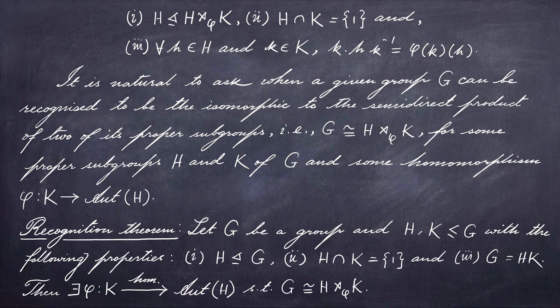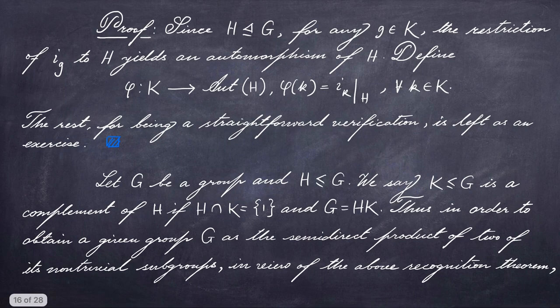So that question is being answered by the following recognition theorem. It says that given any group G, if H and K are two subgroups with the following properties: first of all, H is normal; next, the intersection is trivial; and the third one, G can be written as the product of H and K. Then there is a homomorphism from K to H such that G is isomorphic to H semi-direct product K with respect to this phi. The proof of this is quite straightforward.